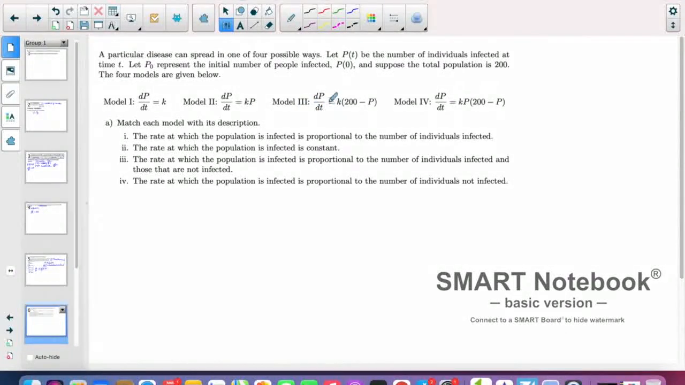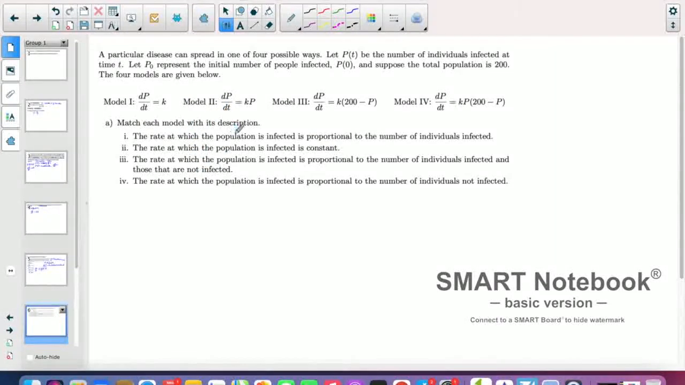Model 3, the rate of change of P is directly proportional to, if P of t is the number of individuals infected, then wouldn't 200 minus P be the number of individuals not infected? So the change in P is directly proportional to the number not infected. And here, the change in P is directly proportional to the product of the number of those infected times the number of those not infected. So we need to match these with the models here, is what it's asking us to do.